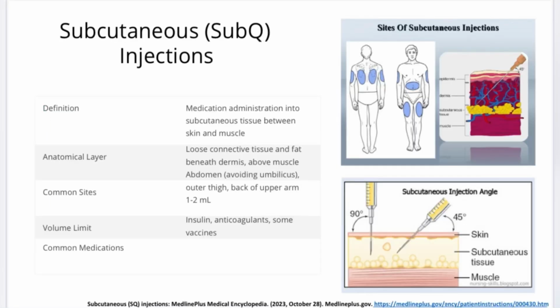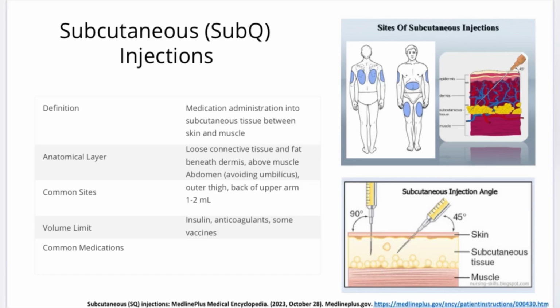Talk about subcutaneous injection, or we can call sub-Q injection. Let's start with the definition of sub-Q injection. It is medication administration into subcutaneous tissue between skin and muscle. The anatomical layer of sub-Q injection is loose connective tissue and fat beneath the dermis and above muscle.